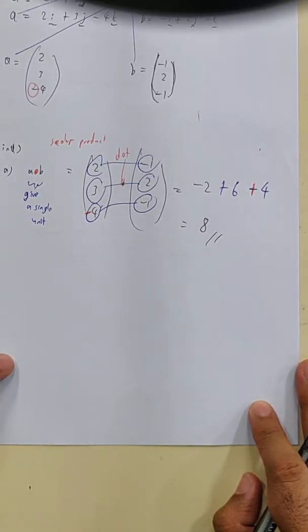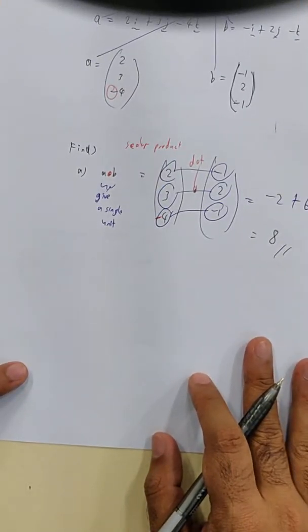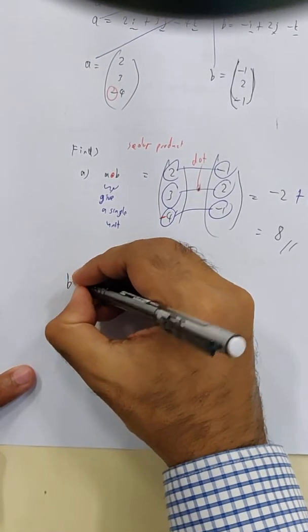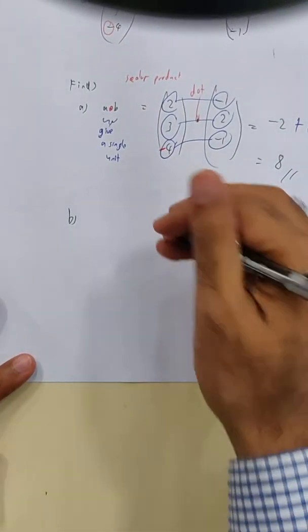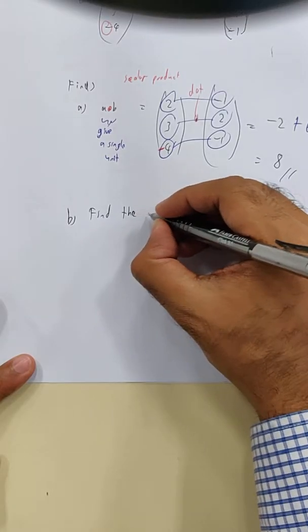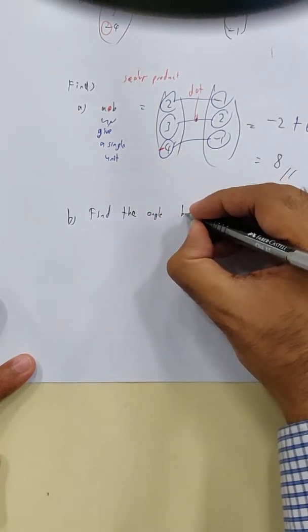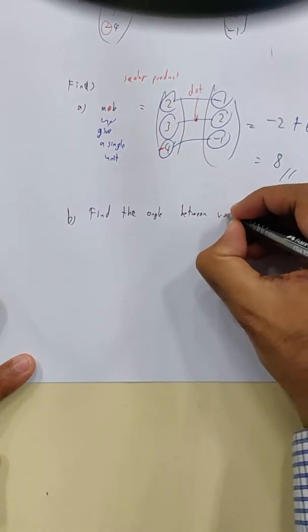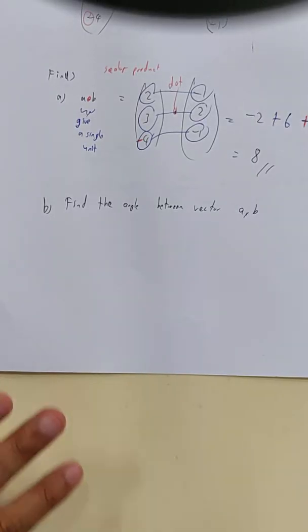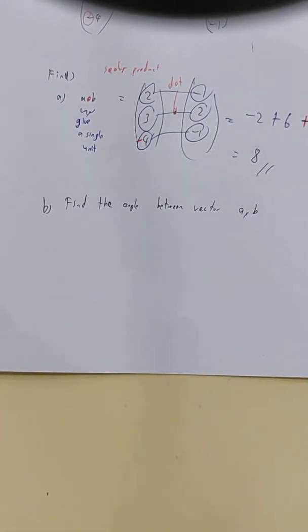That's the easy way. Okay, now what if the question asks you to find the angle between them? Find the angle between vector A and B. Normally, if the question asks you to find the angle without stating anything else, the best way is the scalar product or dot product. Do you remember the equation?